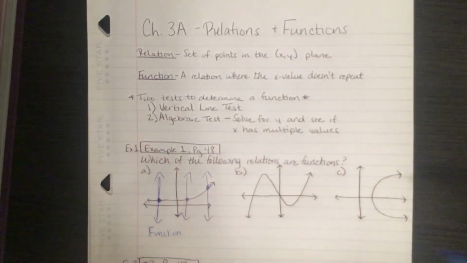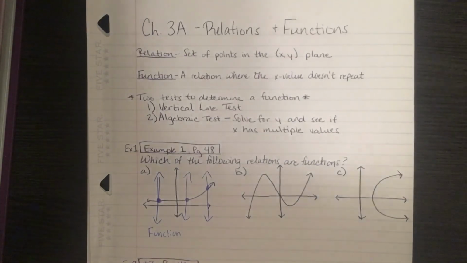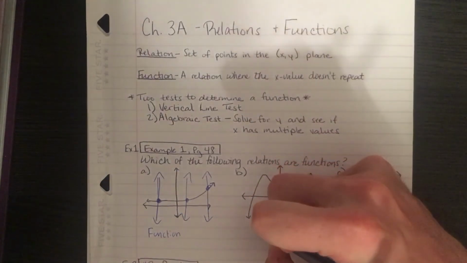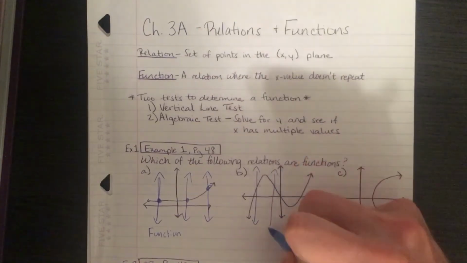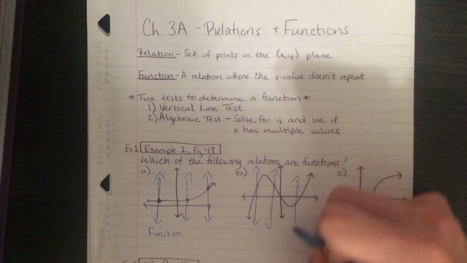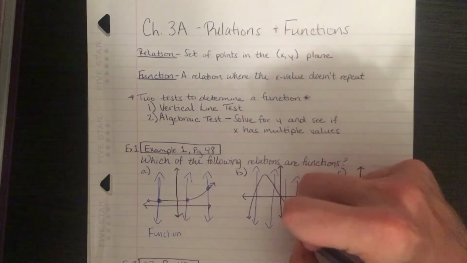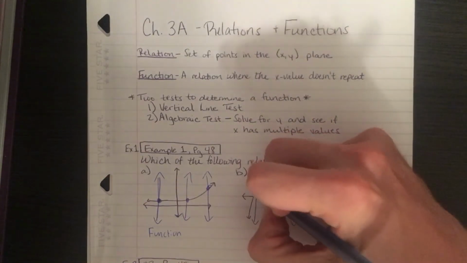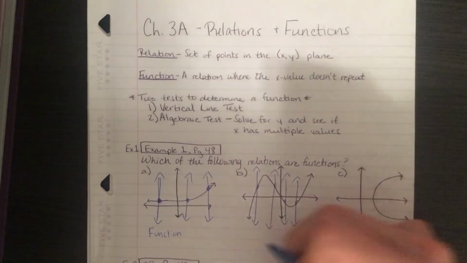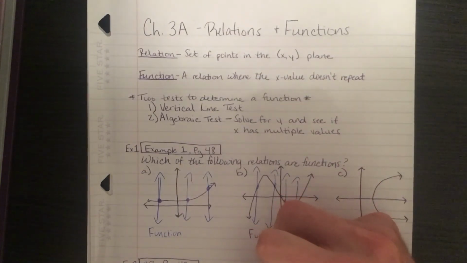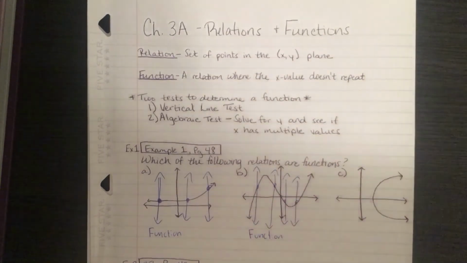Then this, what appears to be a cubic. If you draw vertical lines through this, or here, or here, they all intersect at one point. So this would technically be a function.